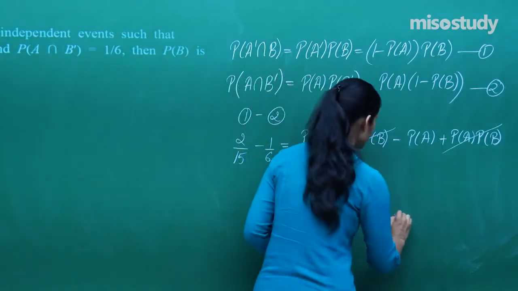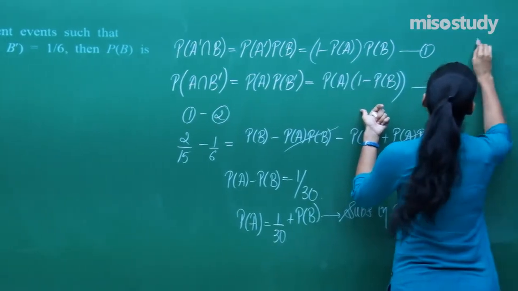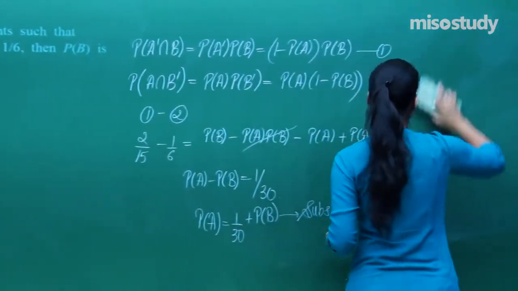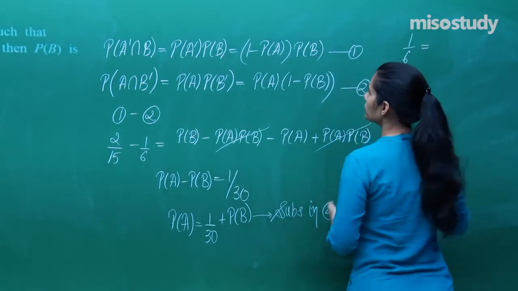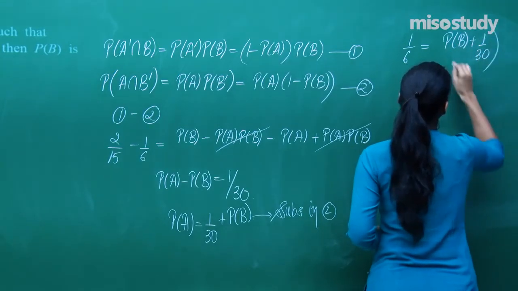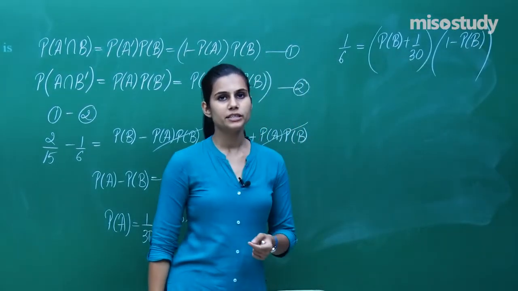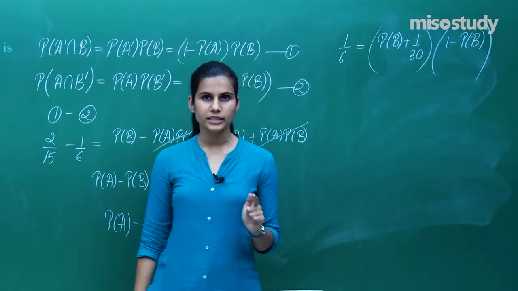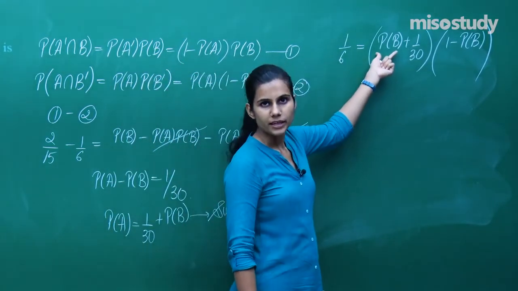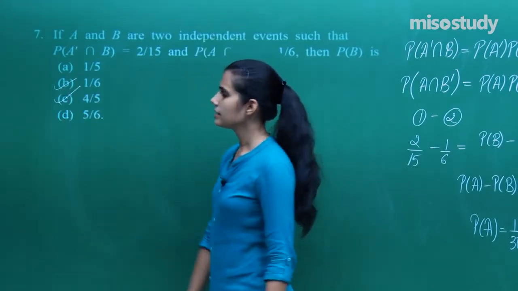When you substitute this into probability of A intersection B dash, which is given as 1 by 6, what do you get? 1 by 6 is equal to probability of A, which is probability of B plus 1 by 30, into 1 minus probability of B. When you resolve this, you get a quadratic equation in probability of B, and therefore when you solve it, you get two roots, which are the values of probability of B, because the quadratic equation is in probability of B. They are 1 by 6 and 4 by 5. Very easily you can obtain that.